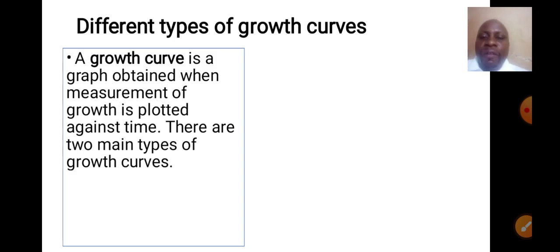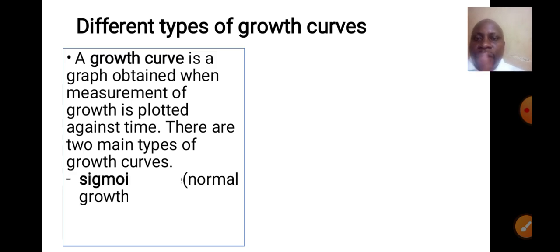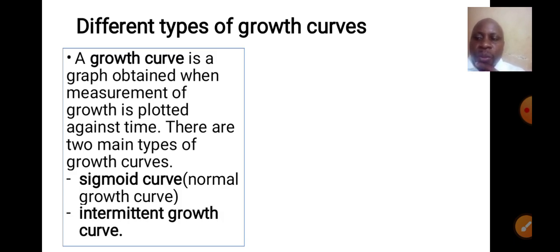Yes. So we have only two main types of growth curves. The first one is what we call the sigmoid curve. This is mostly called the normal growth curve, but in biology we call it the sigmoid curve. Okay, and the second curve is what we call the intermittent growth curve.